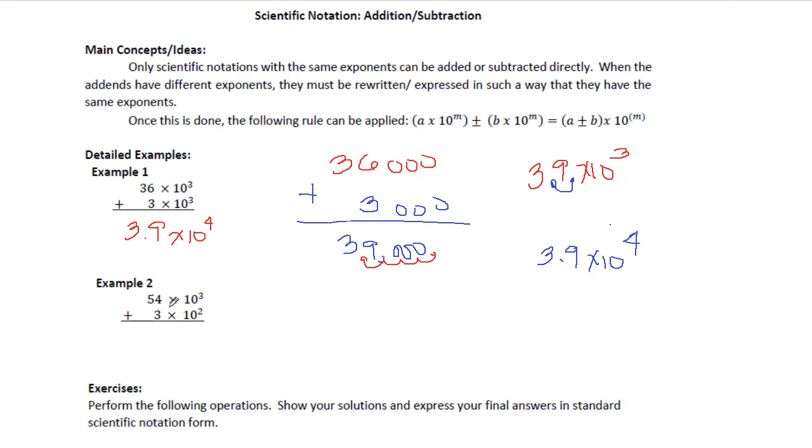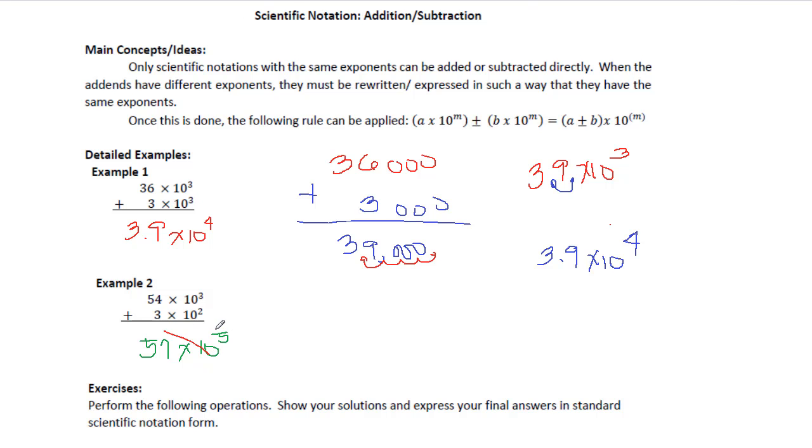Now, example 2: 54 times 10 to the 3 plus 3 times 10 to the 2. In this case, they don't have the same exponent, so we cannot just directly add 54 plus 3. A common mistake for students is this: 54 plus 3 is 57, and then they add the exponents also, times 10 to the 5. Why not? But this is incorrect, right?